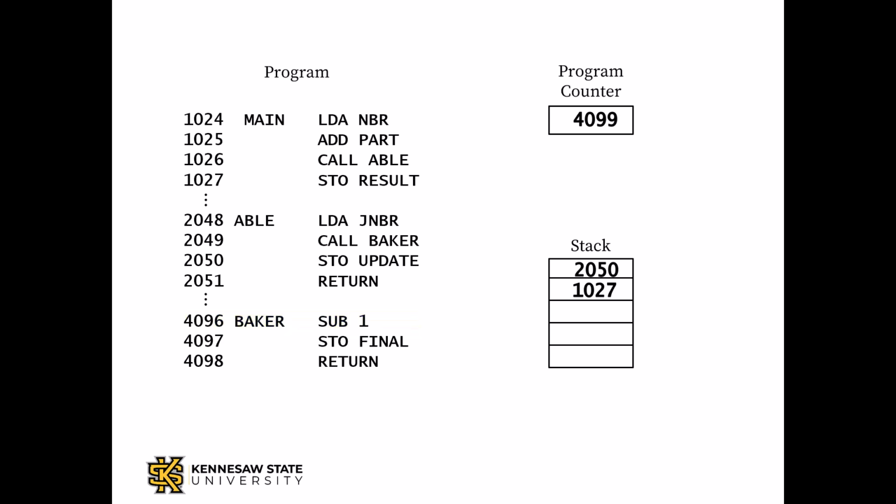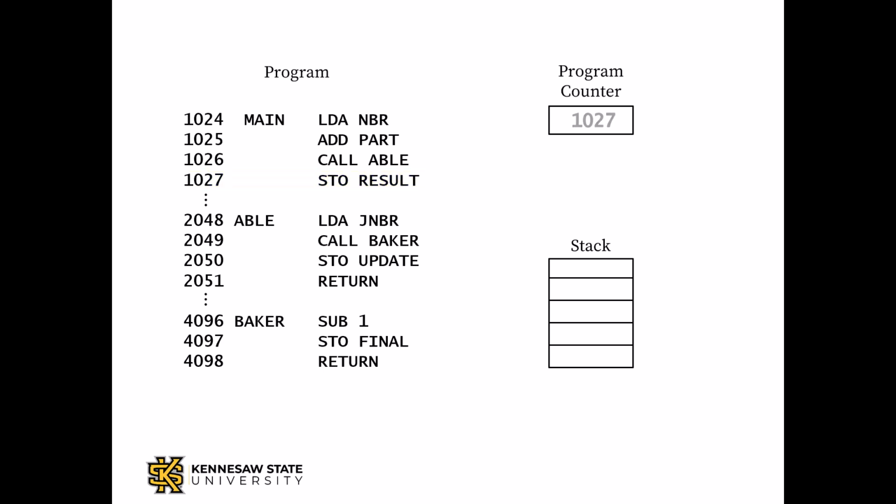When the return instruction in subprogram Baker is encountered, the top address on the stack is popped from the stack and loaded into the program counter. Items below the top of the stack move up. On the next instruction cycle, control returns to Able at the address immediately after the call to Baker. When the return instruction in subprogram Able is encountered, the top address on the stack is popped from the stack and loaded into the program counter. On the next instruction cycle, control returns to the main program at the address immediately after the call to Able.